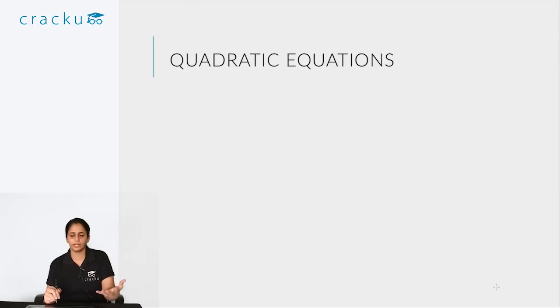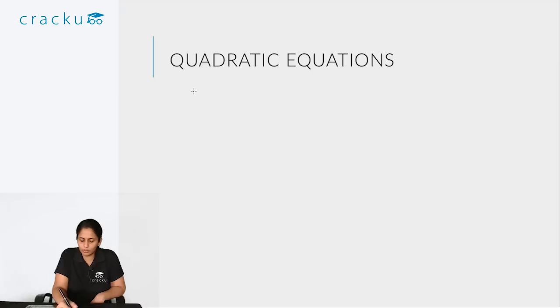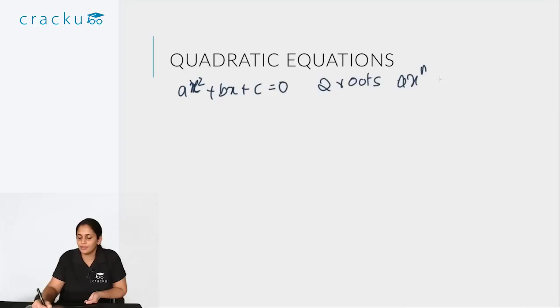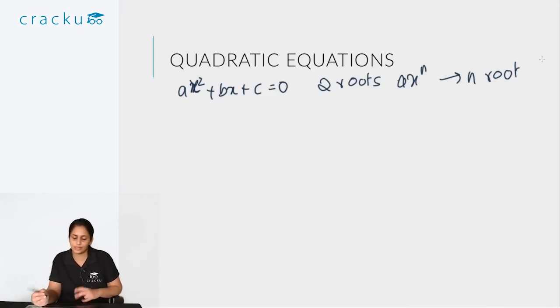Let's move on to quadratic equations. The basic form of a quadratic equation is ax square plus bx plus c is equal to 0. Because the highest index of x is 2, it will have 2 roots. An equation of the form ax raised to n will have n roots. Because in a quadratic equation the highest power of x is 2, it has 2 roots. So that is the basic funda of quadratic equations.